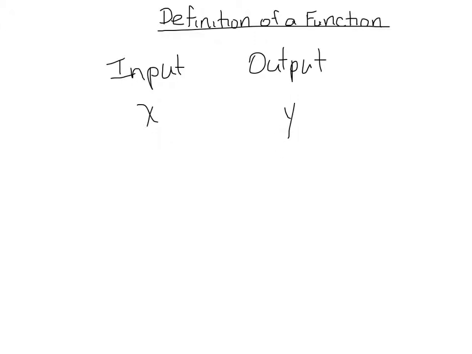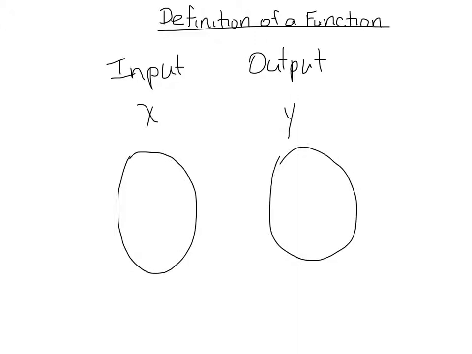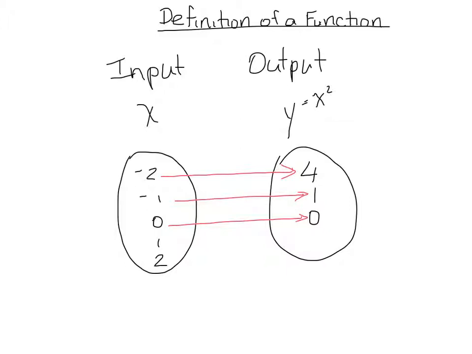So for example, if I have a bunch of x values here and a bunch of y values here, let's say my x values are -2, -1, 0, 1, and 2. And let's say my function is x squared. So my y values would be 4, 1, and 0. Now, in this particular case, -2 would go to 4, -1 would go to 1, 0 would go to 0, 1 would also go to 1, and 2 would also go to 4.